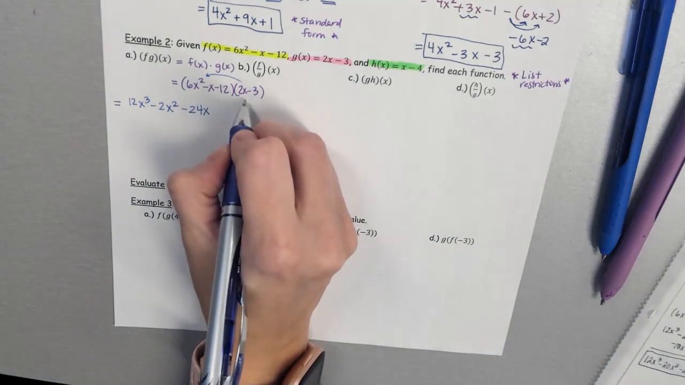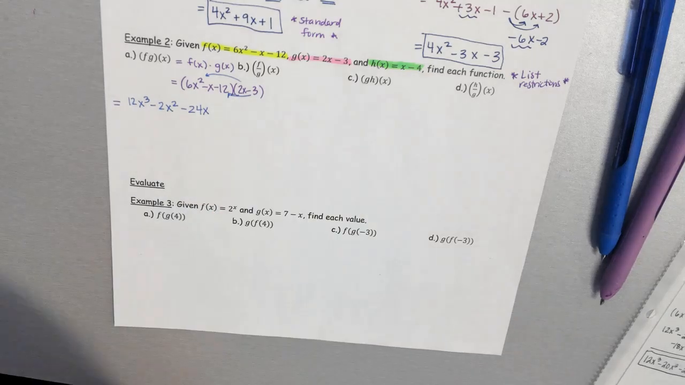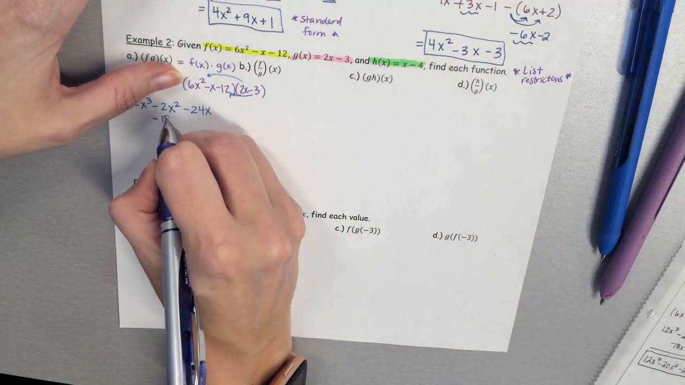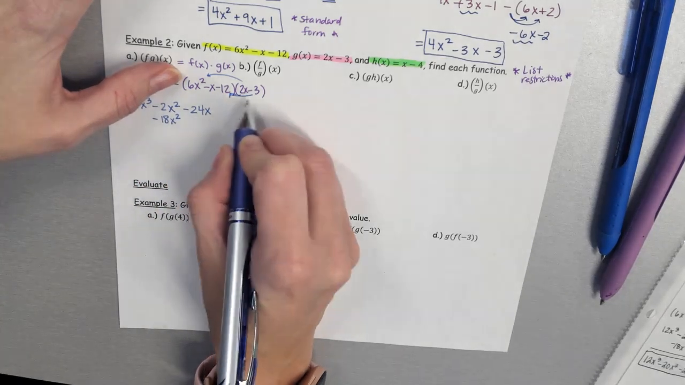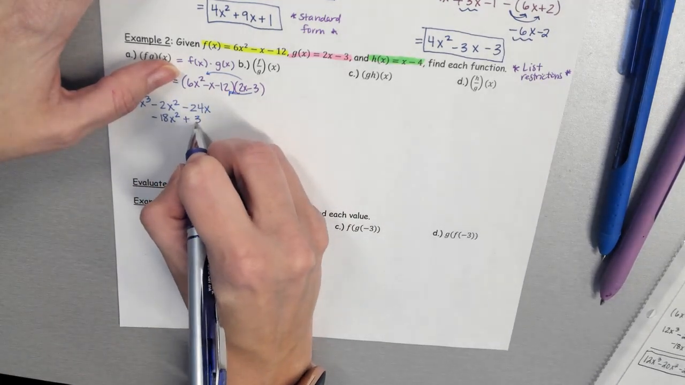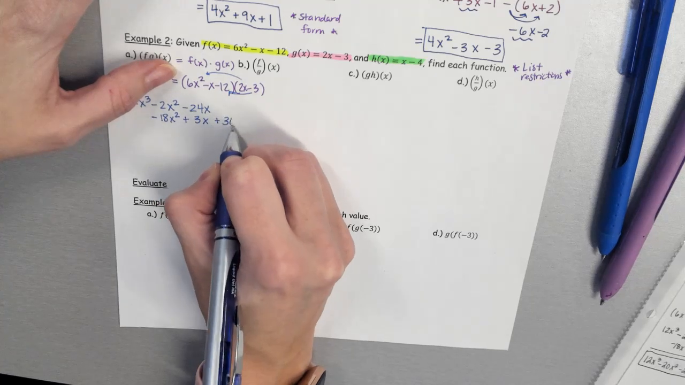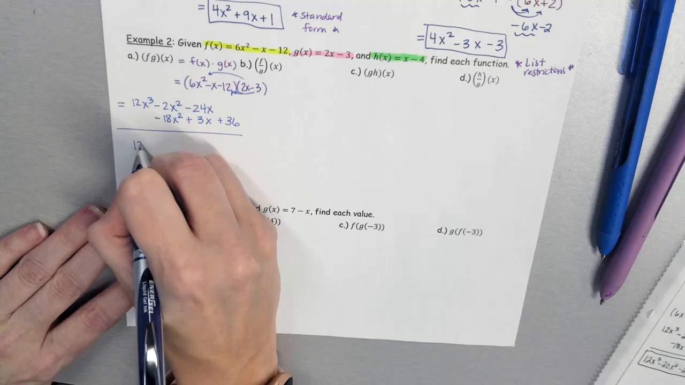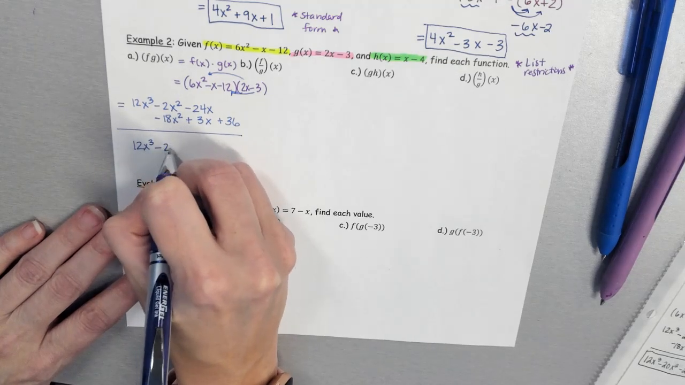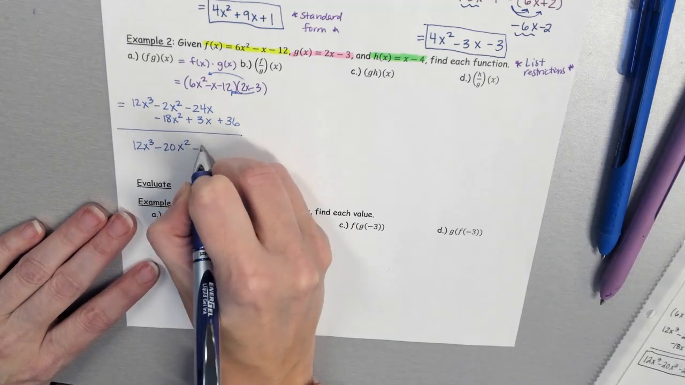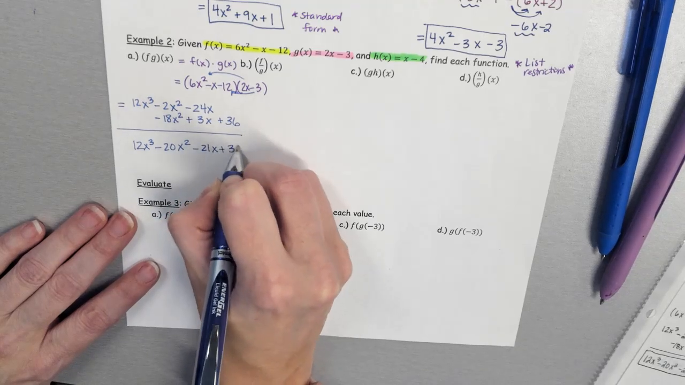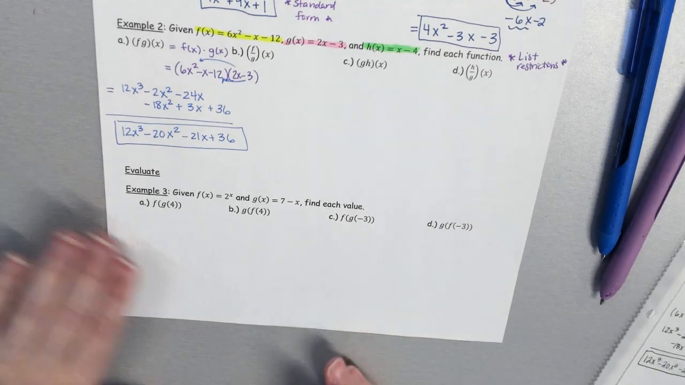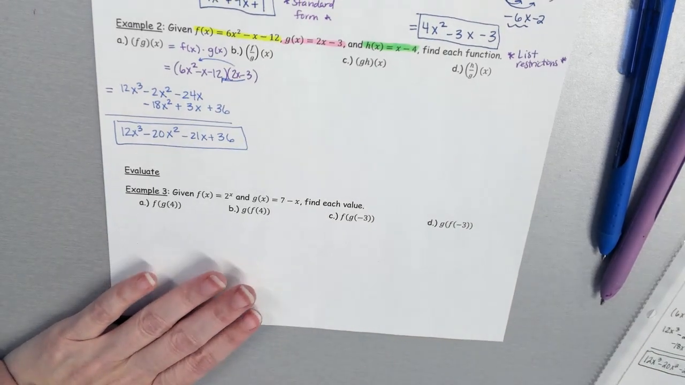And then we're going to distribute negative 3 to everything, and then line up our like terms. So if you're multiplying by negative 3, you get negative 18x squared. A negative times a negative is a positive. And again, we want to make sure we have that in standard form. Okay, so that's your final answer.